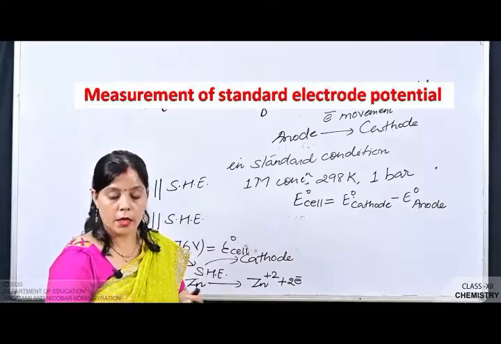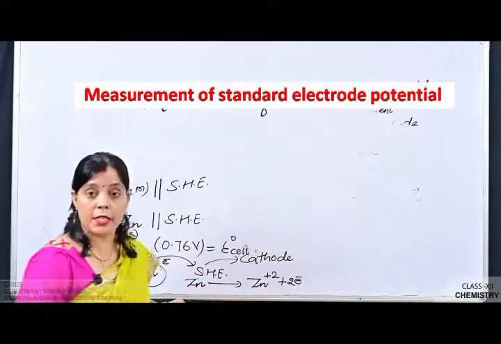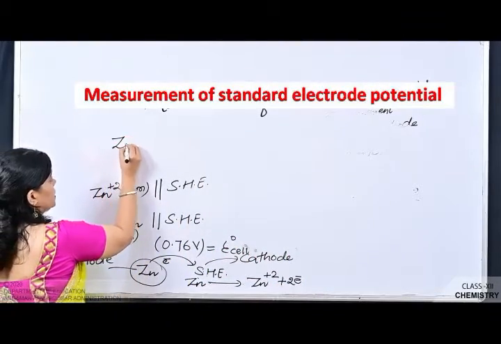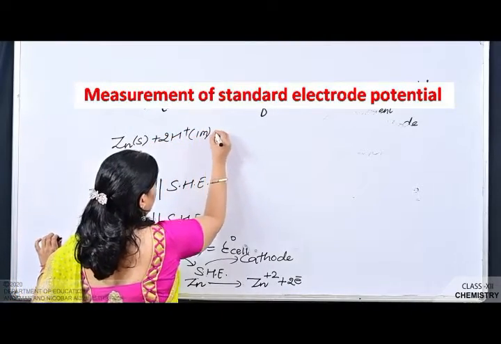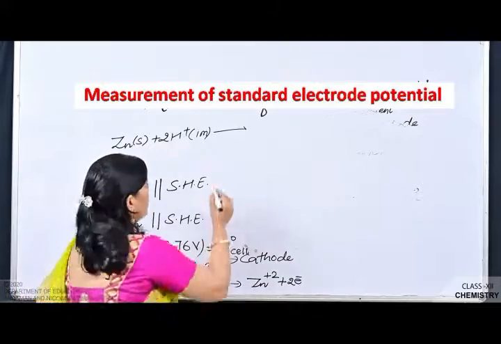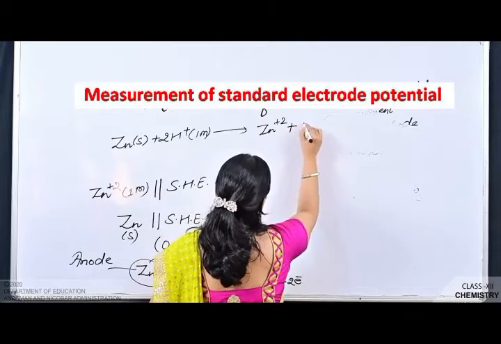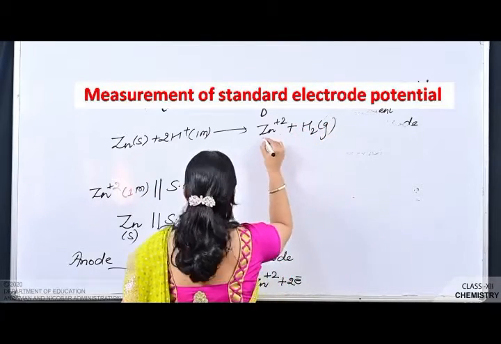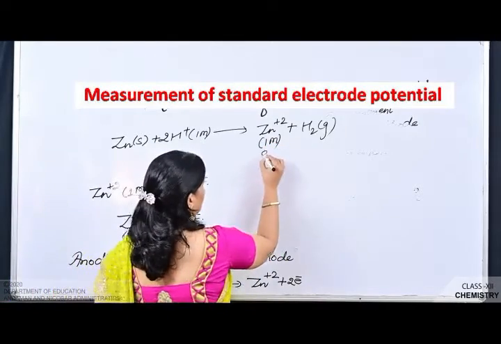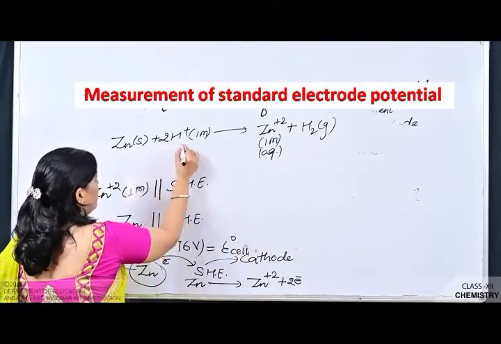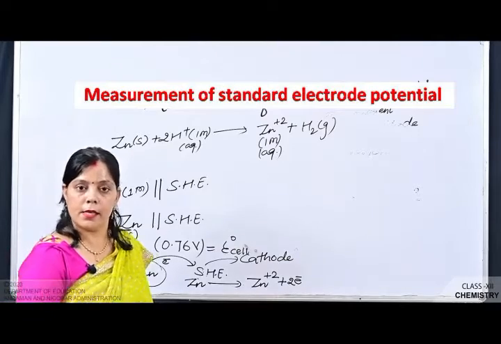So we can write the net cell reaction. The net cell reaction taking place in this cell is: zinc solid plus 2H+ having the concentration 1 molar undergoes the reaction, and after the reaction it gives Zn2+ plus hydrogen gas. This has the concentration 1 molar and exists in the aqueous solution. This is the net cell reaction which is taking place in this electrochemical cell.